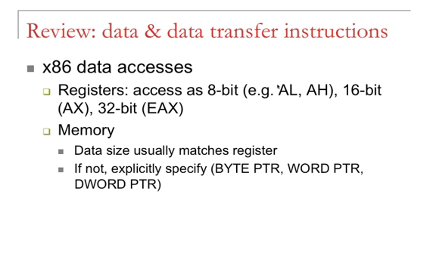To access data from memory, the data size usually matches the register. If not, we specify that explicitly using byte ptr, word ptr, or dword ptr. Those are used in the case where, when reading or writing to memory, the data size is different from the register used in the same instruction.